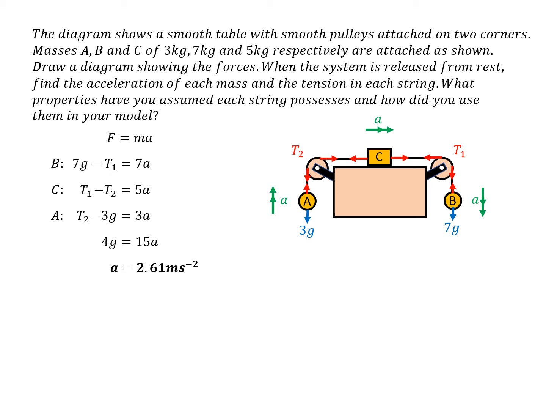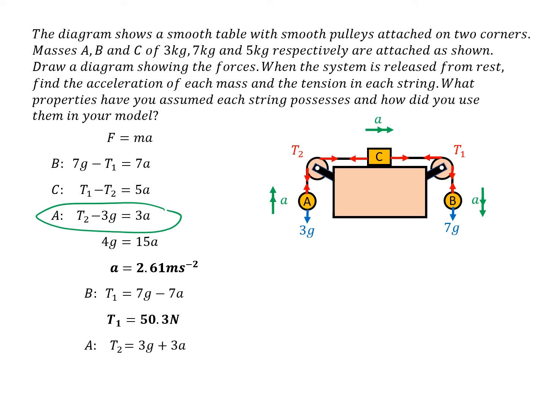Then I can put that figure for a back into this equation, for example, to find T1. So T1 is 7g minus 7a. When I put the figure for a in, I get T1 is 50.3 newtons. I can put my figure for a back into the third equation here. So I get T2 is 3g plus 3a. Putting the correct value of a in gives me T2 is 37.2 newtons. So we can see that the tension T1 is much greater than the tension T2.